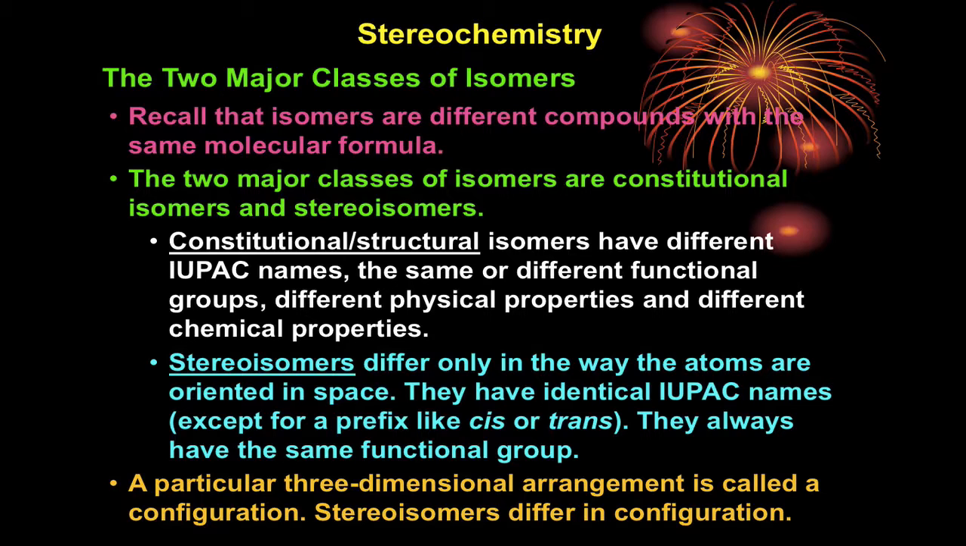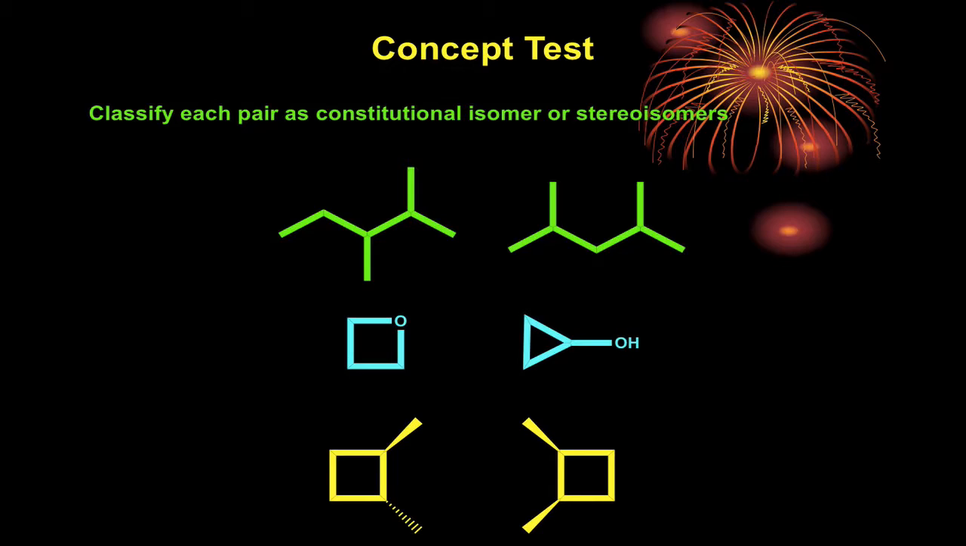A particular three-dimensional arrangement is called a configuration. So I have a particular configuration. Since I'm holding it in my left hand, I'm going to call it the left-handed configuration. Hers would be the right-handed configuration, right? But other than that, we've got the same molecule. Okay. So let's do a quick concepts test.